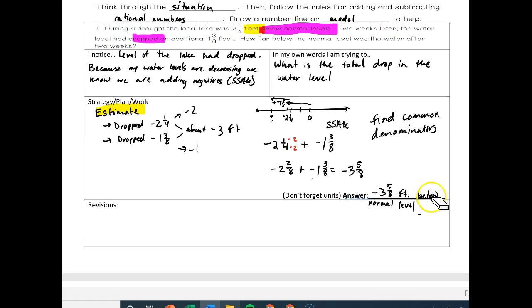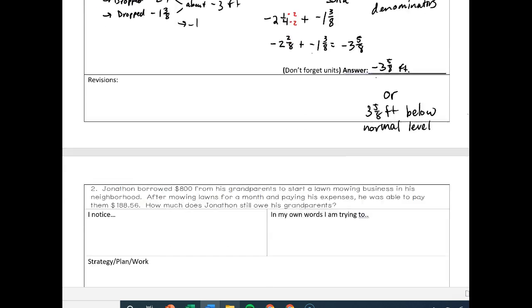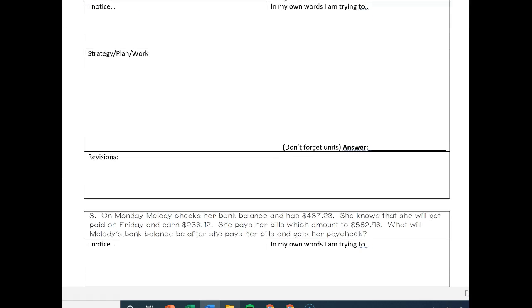You could just say negative 3 5/8 feet, or you could say positive 3 5/8 feet below normal level. Notice one is a negative and the other one is a positive, but the words that follow it make it mean negative.